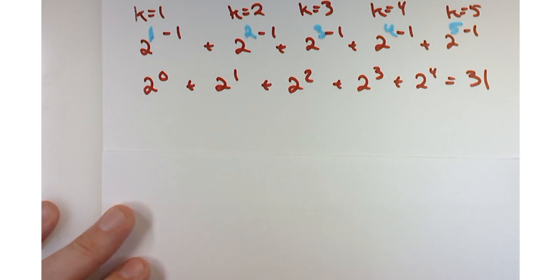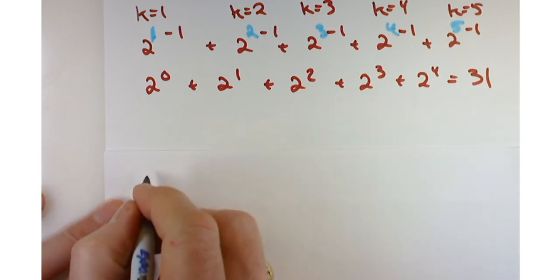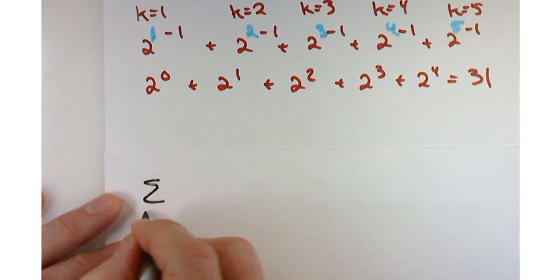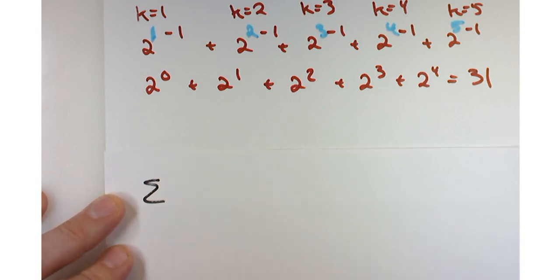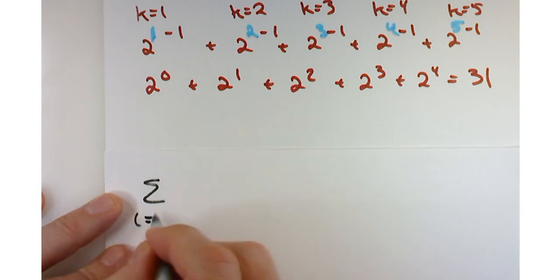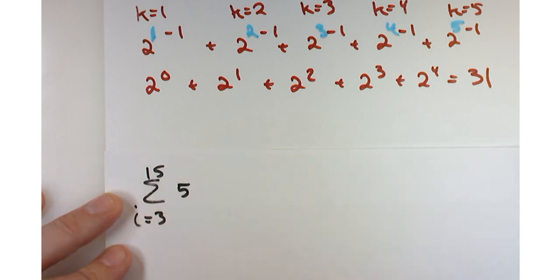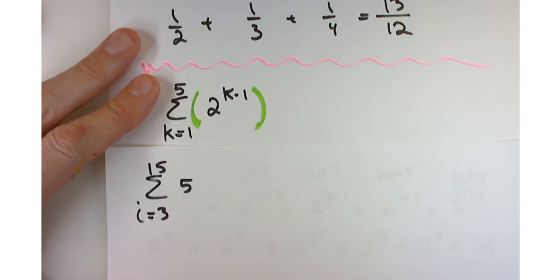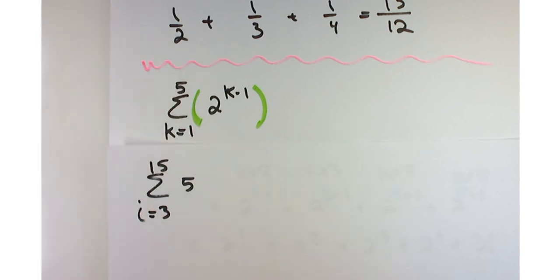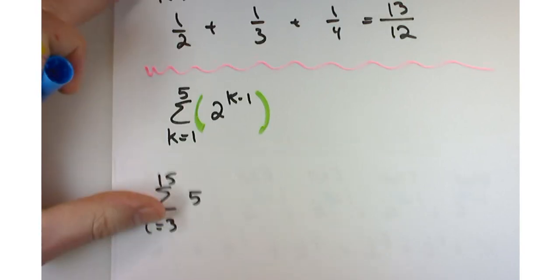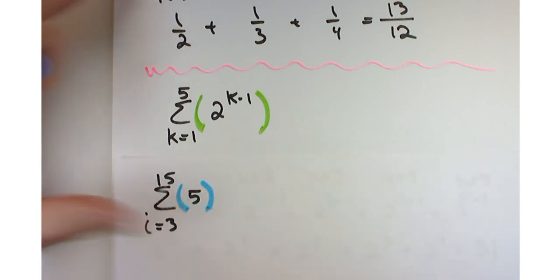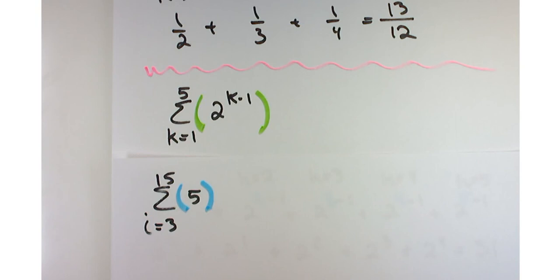Now this last one's a little bit different. We got the sum from i equals 3 to 15 of 5. What's different about this one as opposed to our previous two? You start out at 3 instead of 1. There's something else that's different too. It doesn't have a variable.